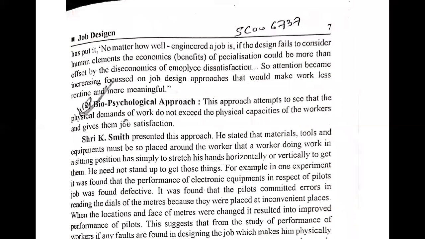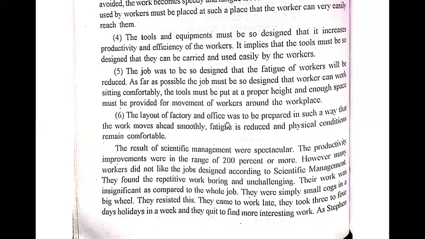Now the sixth element is that the layout of factory and office was to be prepared in such a way that the work moves ahead smoothly, fatigue is reduced, and physical conditions remain comfortable.